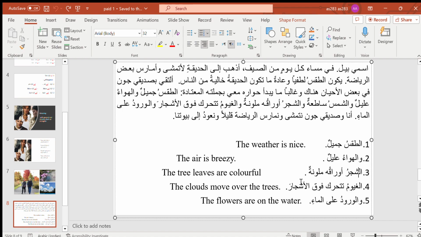الشجر أوراقه ملونة. And if we translate this well into English, we have the tree leaves are colorful, but we don't say in English that the trees, their leaves are colorful. So here we have one single subject as sentence 1 and 2, and in sentence number 3 we can have two subjects connected to each other in terms of meaning, followed by the predicate ملونة. And I forgot to tell you that the predicate here is جميل and here is عليل.